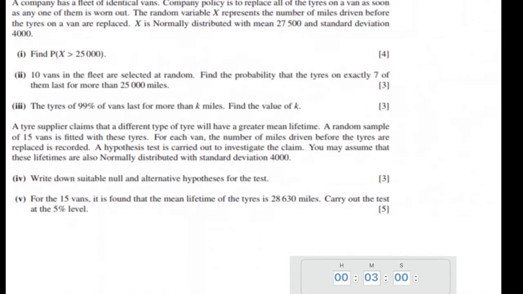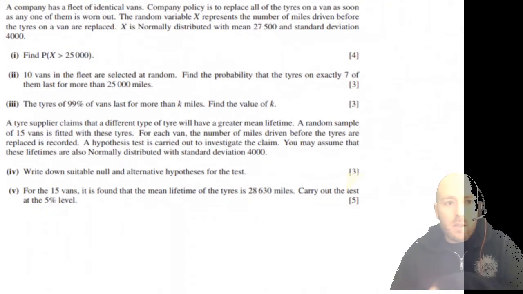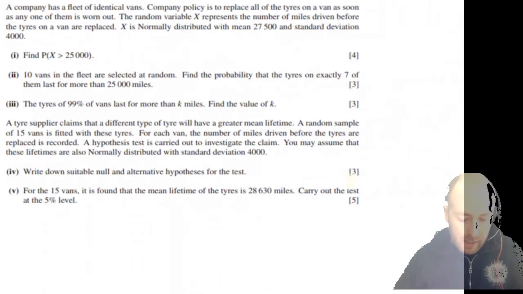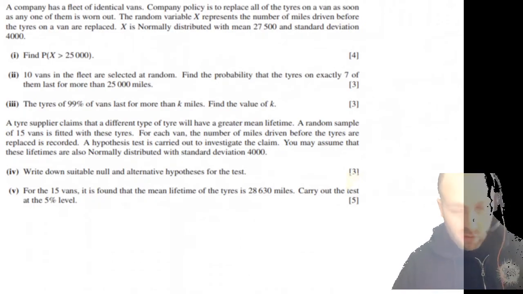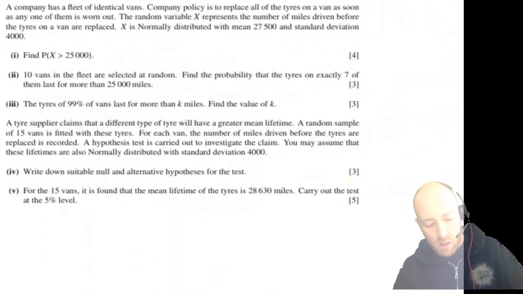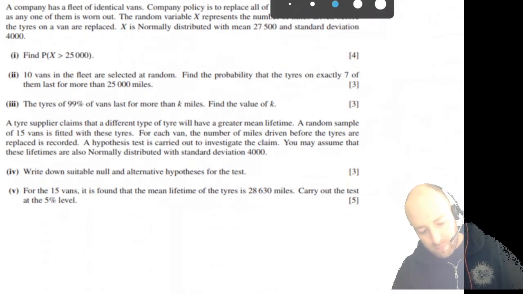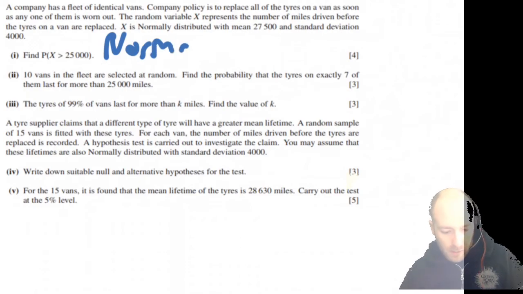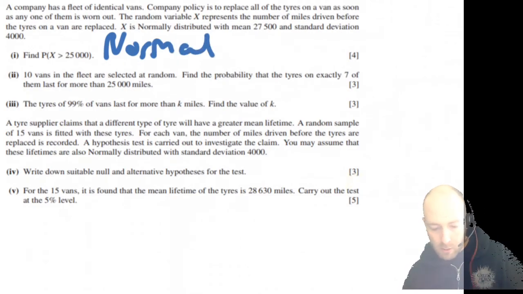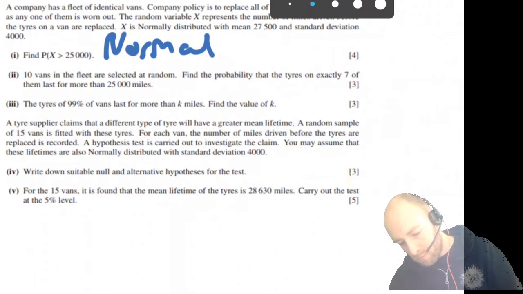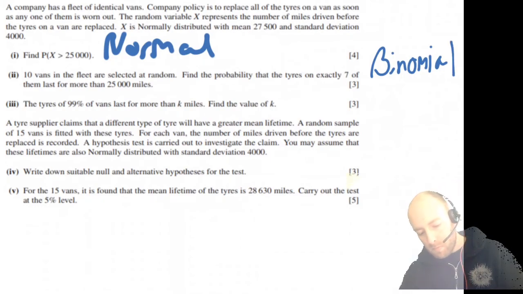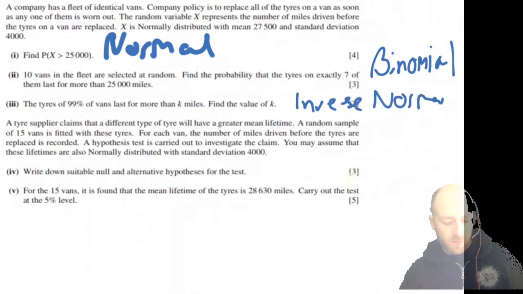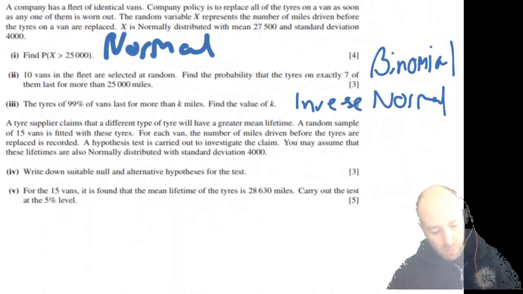All right, guys, what do you reckon then? How are we going to do each bit of this? So, part one then is a standard kind of find a probability. So it's greater than, but you can do that on the calculator. So it's just a basic normal question. Part B is going to be binomial. Part C is an inverse normal, but nothing weird about it. And then part 4 and 5 is your hypothesis test.